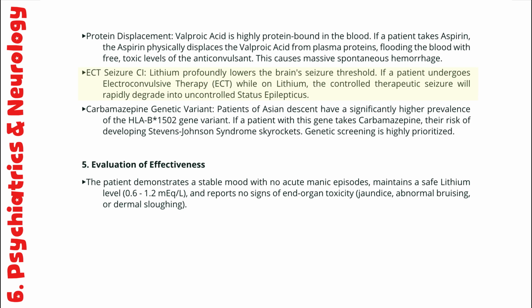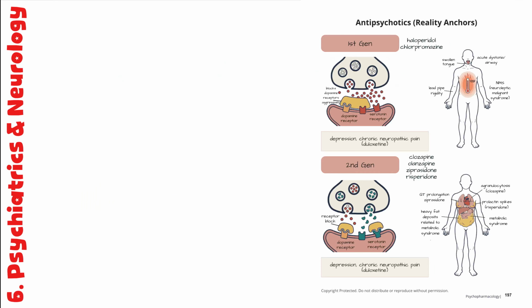Patients of Asian descent carry a higher Stevens-Johnson risk with carbamazepine. And valproic acid inhibits lamotrigine's metabolism. Adding a standard lamotrigine dose on top of valproic acid effectively doubles the level. For evaluation: stable mood, a therapeutic lithium level, and no signs of organ toxicity.